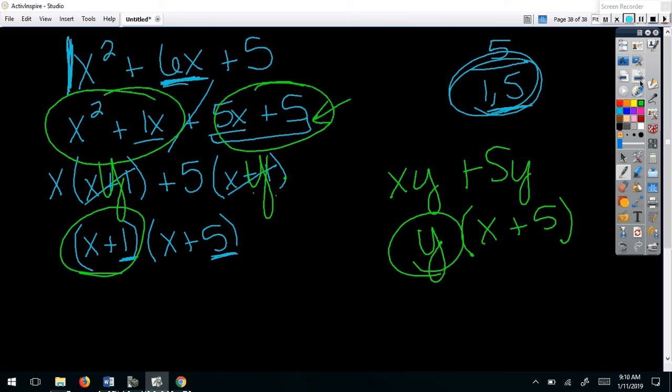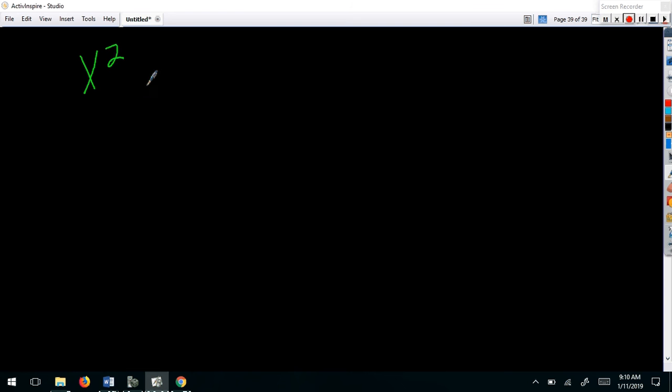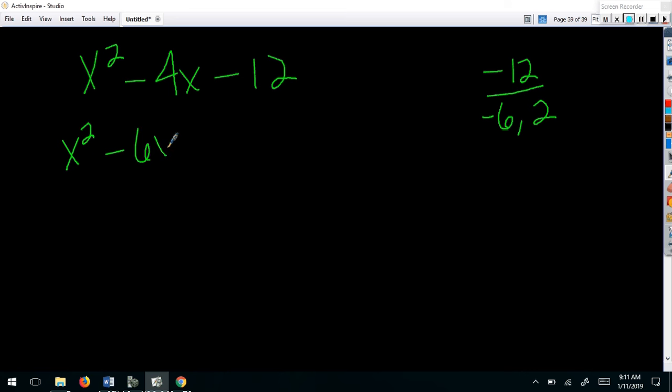Let's have some negatives in here. What's A times C? Negative 12. What multiplies to negative 12? If it multiplies to a negative number, then I need one negative, one positive, right? That's the only way to get a negative when you multiply. I will tell you it's easier if you start with your negative number in your expression when you're factoring. When you rewrite this, you do minus 6x plus 2x minus 12.